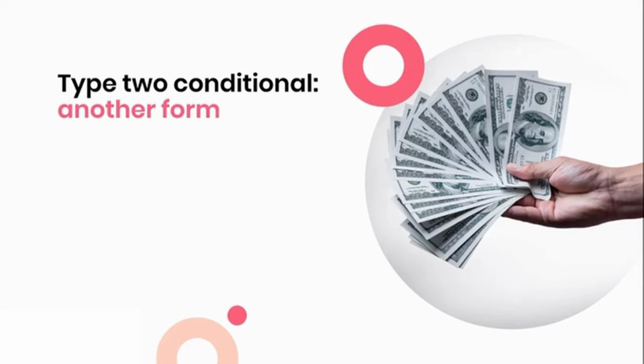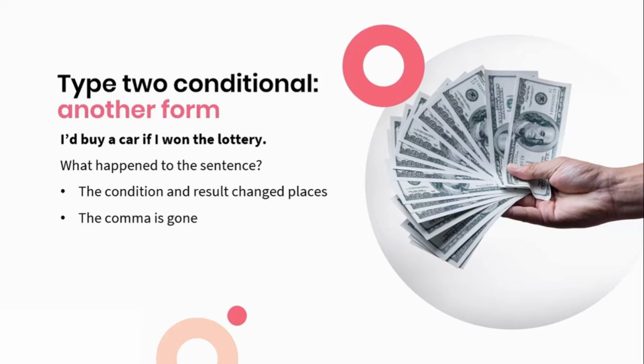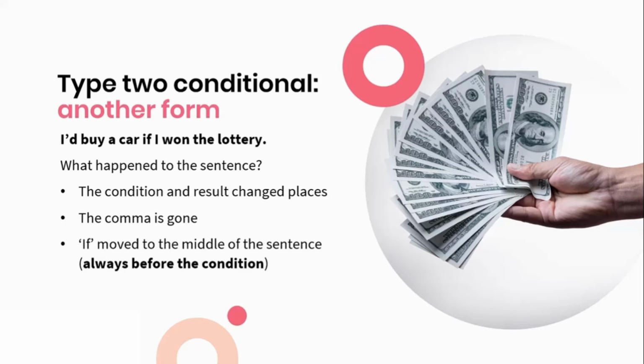Look at this form of the type 2 conditional. I'd buy a car if I won the lottery. What happened to the sentence? Well, the condition and the result changed places. The comma is gone. If moved to the middle of the sentence, because if is always before the condition.